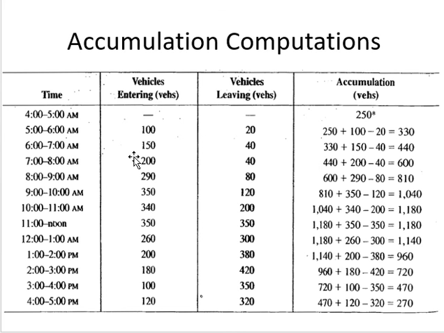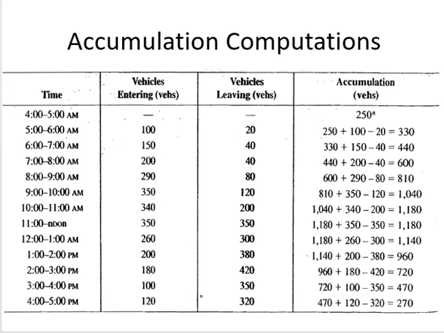Then 6 to 7, 150 vehicles entered, 40 left. So 330 is the previous count, plus 150 who entered, minus 40 who left. Now the new count of accumulated vehicles is 450. Similarly, we do this for every hour. I see the vehicle count is increasing, and then from noon onwards the vehicle count starts to decrease, because this is when people are leaving more and entering less. So the count has started to reduce.